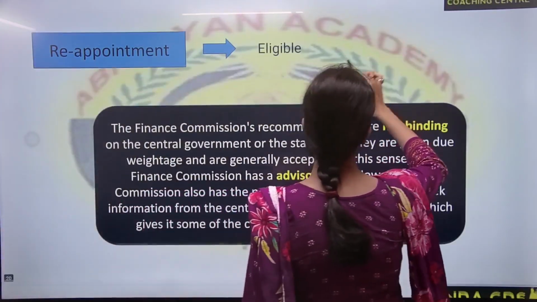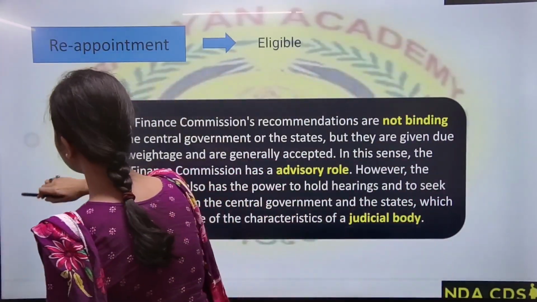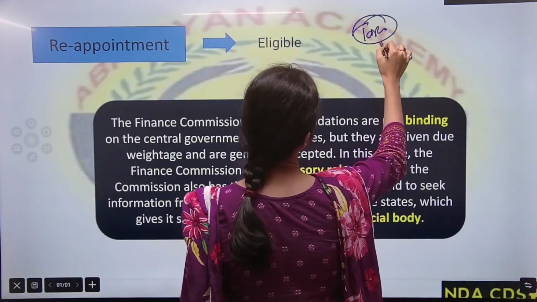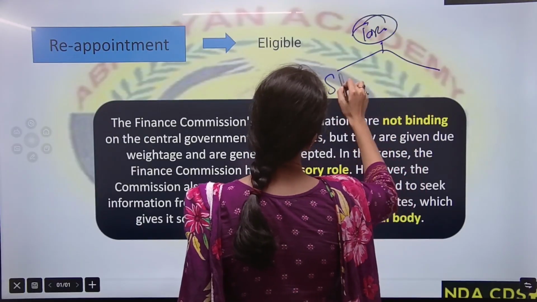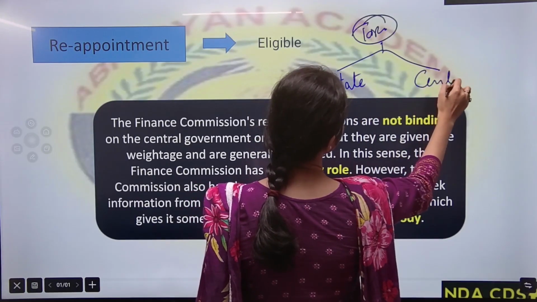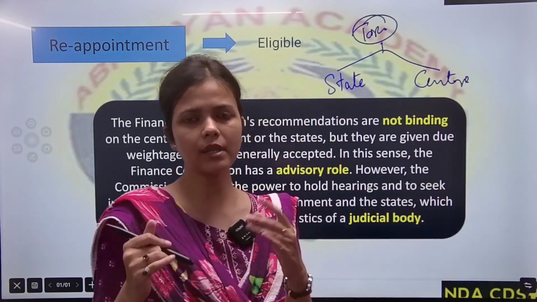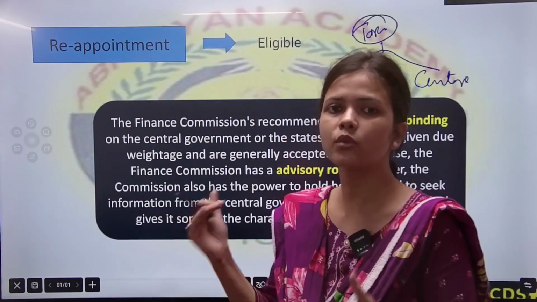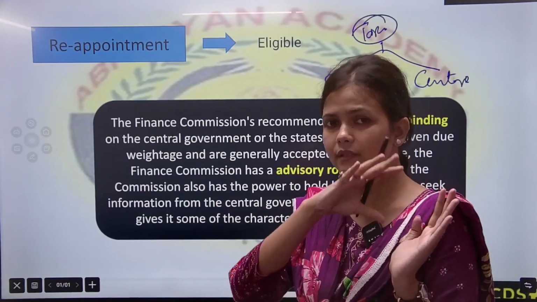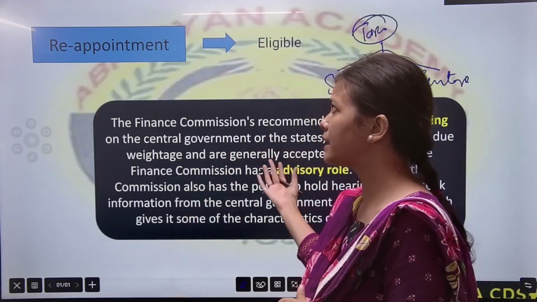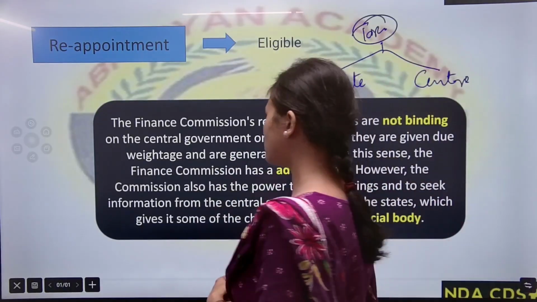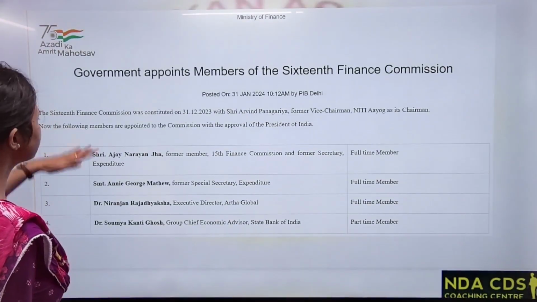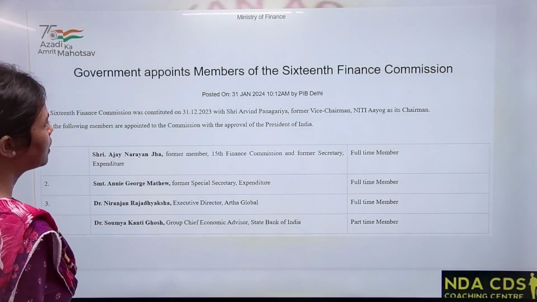We know we have financial devolution, right? What is financial devolution? That means the tax or the money collected is shared between the state and the center. Center gives a certain percentage of money to the states. Now, which states will get how much money? That percentage number is decided by this finance commission. So this is the role of finance commission. So these are the members of the finance commission.